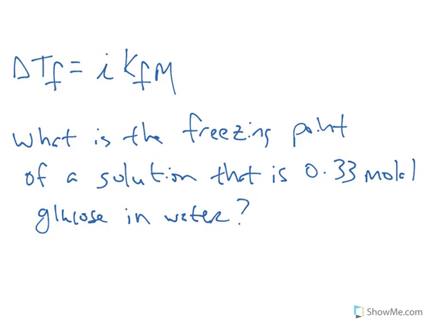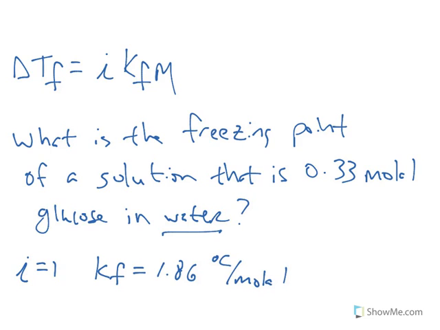So glucose is a molecular compound again. So our i is going to be equal to 1 since we're dealing with glucose. Kf, that's the freezing point depression constant, and our solvent is water, so we need to look that up. From table 11.2, it's 1.86 degrees C per molal. And the molality is already given to us, so that's nice. It's 0.33 molal.